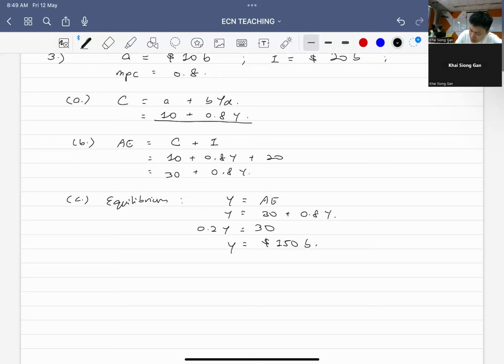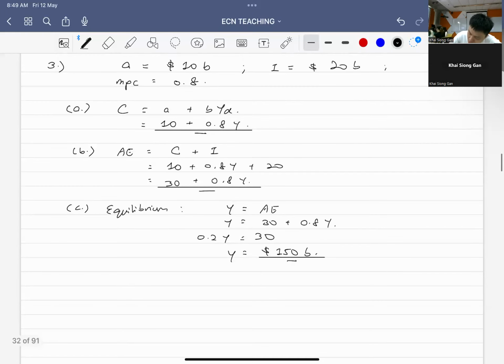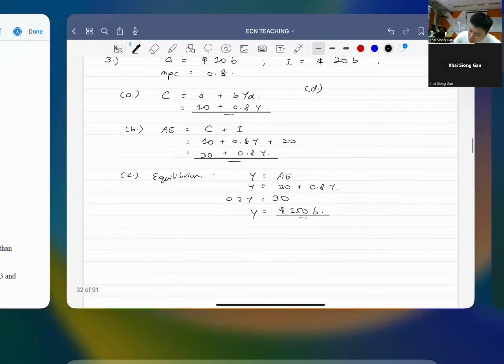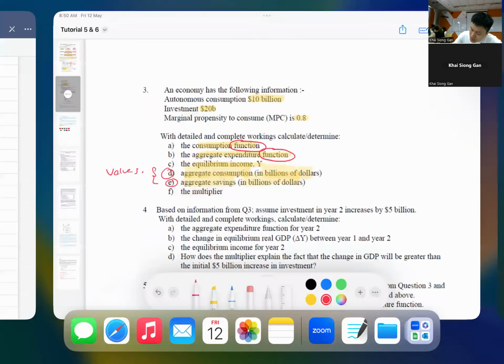So A and B are just left there as functions. And then in C, you get the values ready, in which I can substitute that into the functions in order to find the values. So let's see question D. Now, in question D, I say aggregate consumption. When I say aggregate consumption, that means I want the values in billions of dollars. Similarly, when I ask aggregate saving, I am asking for values. So in questions D and E, I'm asking for values itself.